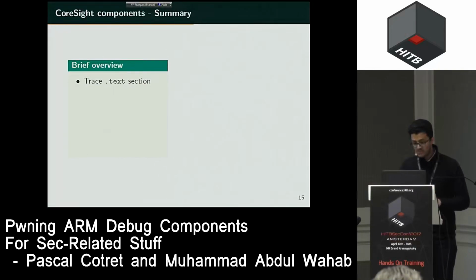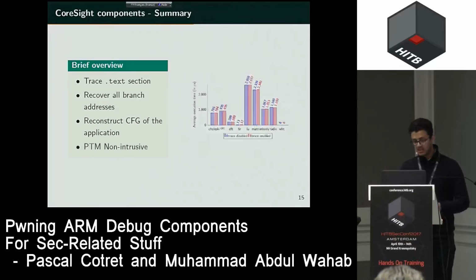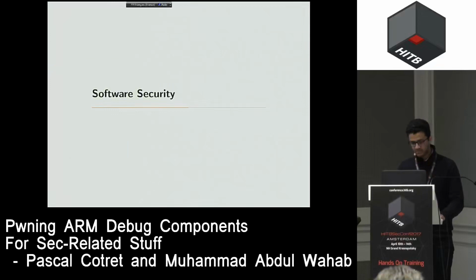So to sum up this section, we are going to trace only the .text section of our application. Thanks to CoreSight components, we'll recover all branch addresses, which will allow us to reconstruct the control flow graph of the application. And the advantage is that they are non-intrusive, so we have a negligible overhead.